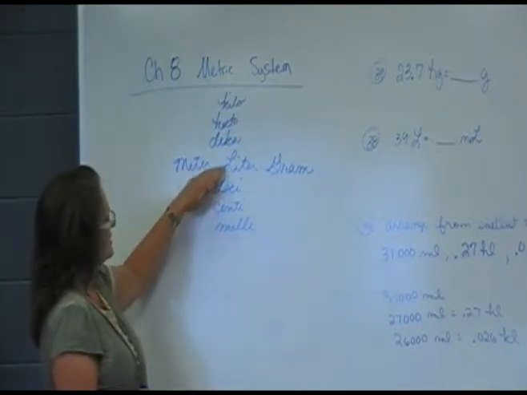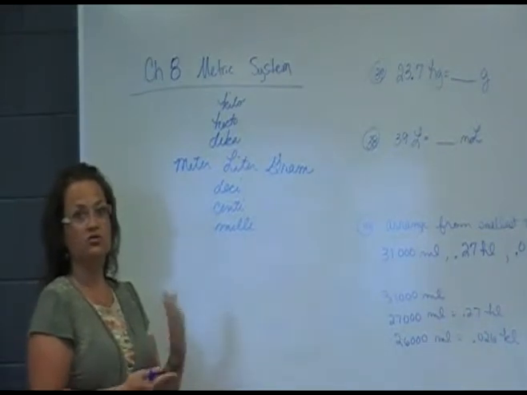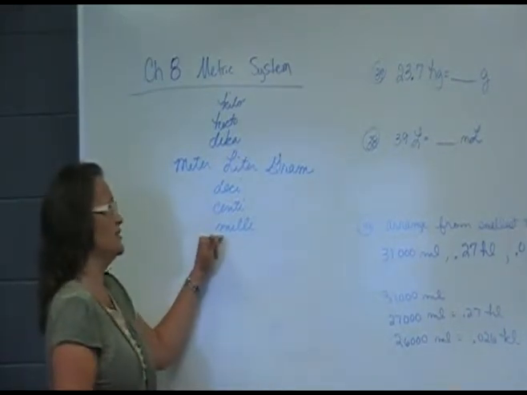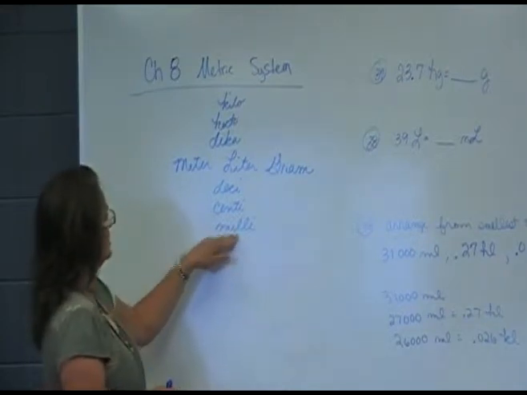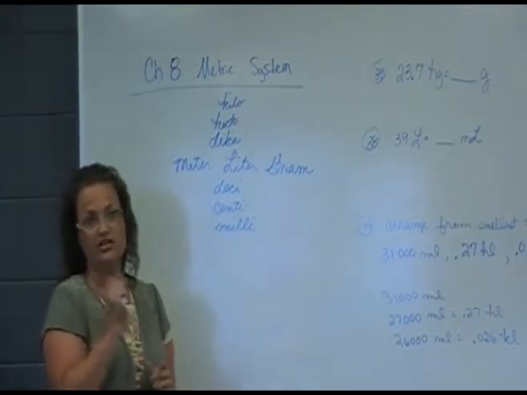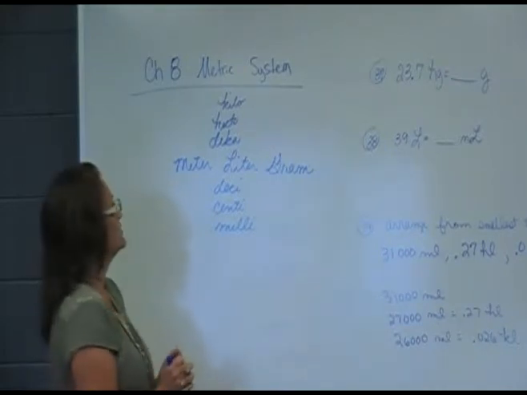Deciliter would be a tenth of a liter. Centiliter would be 100th of a liter, so we're dividing as we go down the scale, and then milli makes it real tiny, a thousandth of something, like a millimeter is a very, very tiny measure. You probably wouldn't even be able to detect that you moved a millimeter.